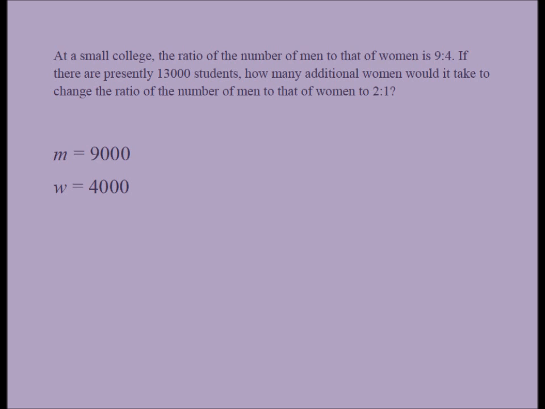Now we want to invite more women. So how do we do that? Now take a look at this. We are not changing the number of men. We just are trying to invite more women. So if I have 9,000 men and I want to invite more women so that the ratio is 2 to 1, if I have 9,000 men currently and I'm not changing it, the new ratio of men to women will be 2 to 1.